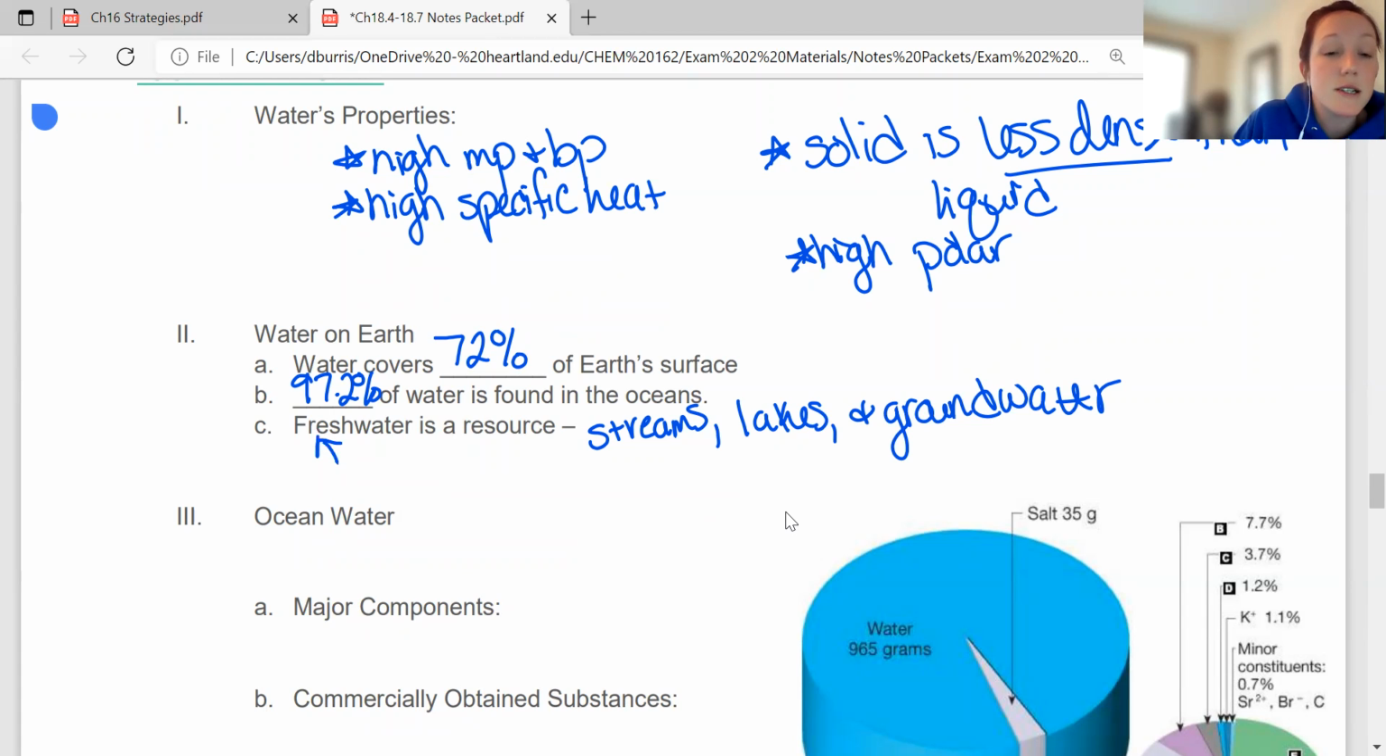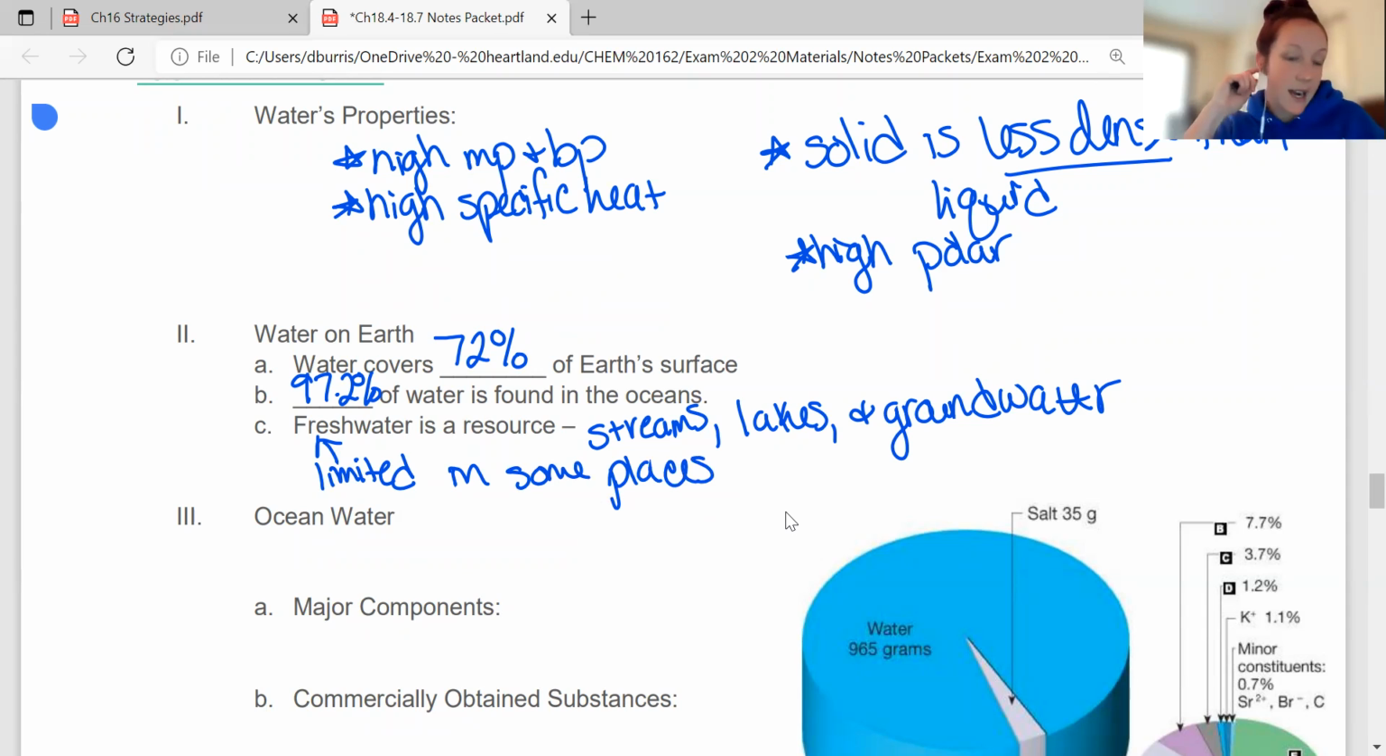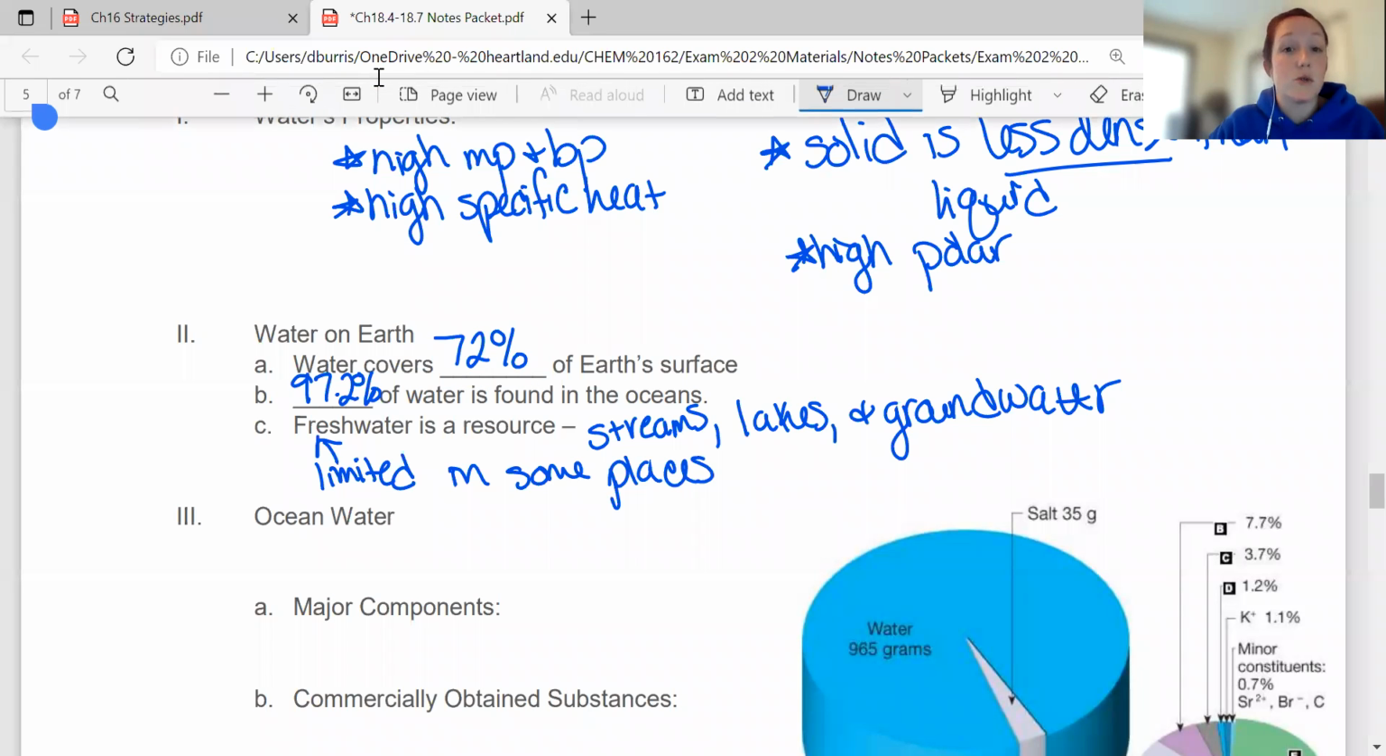Now, these sources are very limited in some places, not where we are, but places like California, Nevada, Arizona, they can absolutely have water shortages or freshwater shortages, which can cause lots of problems politically and ethically. So we do have to be careful with our freshwater sources, and hopefully we can find a better way to purify ocean water, because then we would have more resources for water.